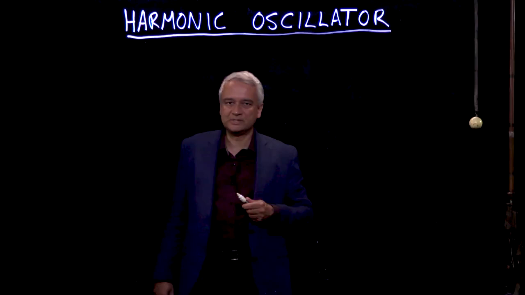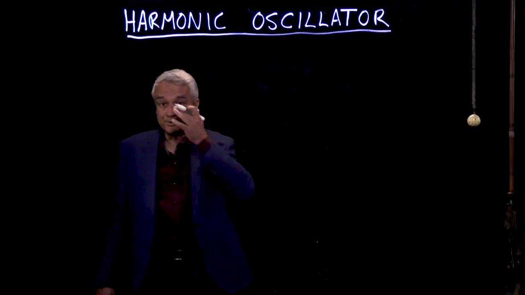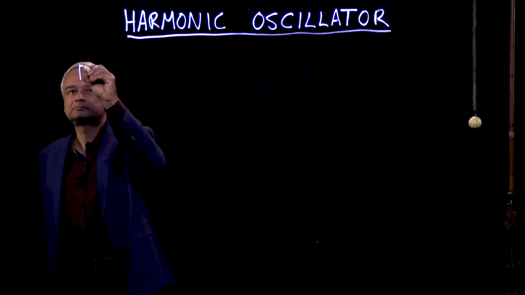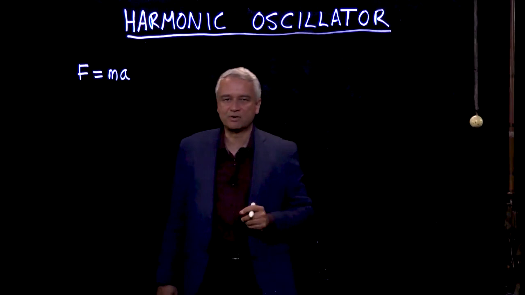But we're also going to use the math, actually. So let's do this at the level of math. How do we describe an oscillator like this? Well, like a large fraction of 801, the answer is F equals ma. The motion of that mass is described by Newton's second law.